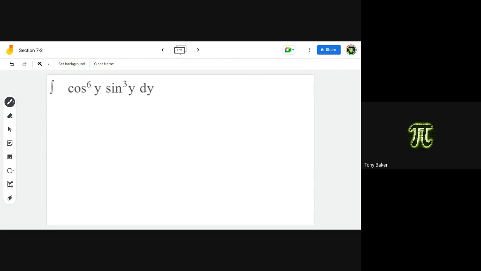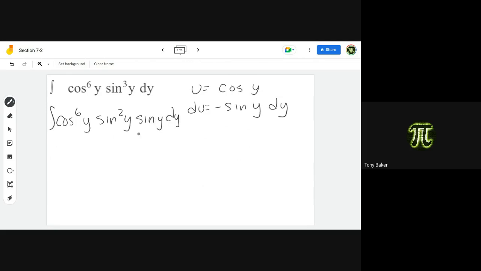All right, so we're going to make u sine. So that means du is cosine of y. Oh, sorry. I switched it around again. I went the opposite way. U is cosine. And that's going to be negative sine of y. Good. So I'm going to have cosine 6y, sine squared y, sine y, dy. So now this piece right here is equal to that part right there.